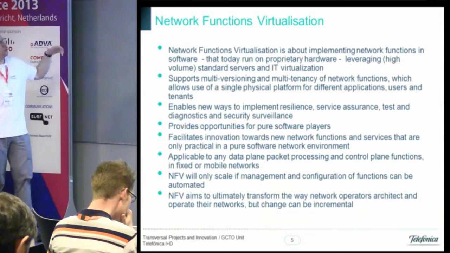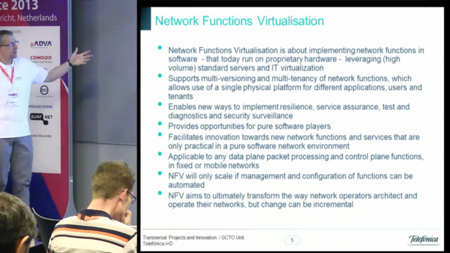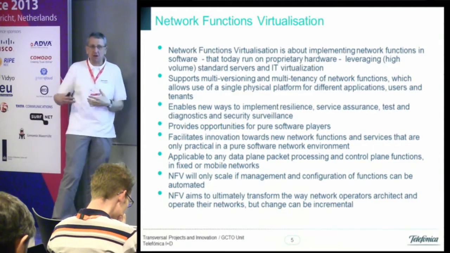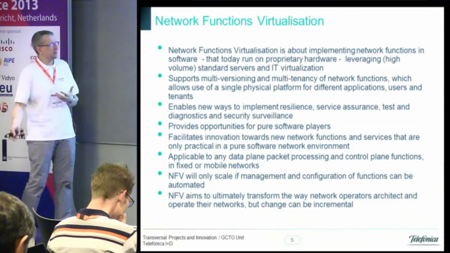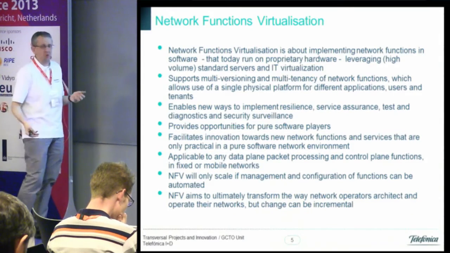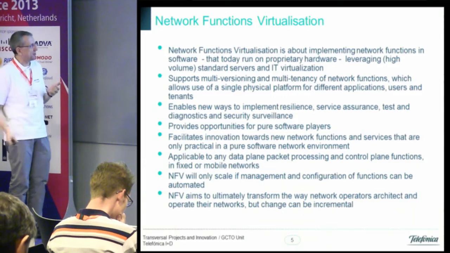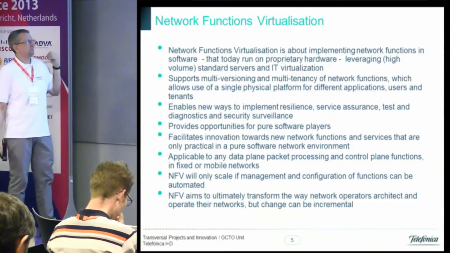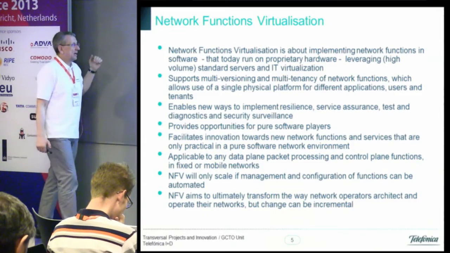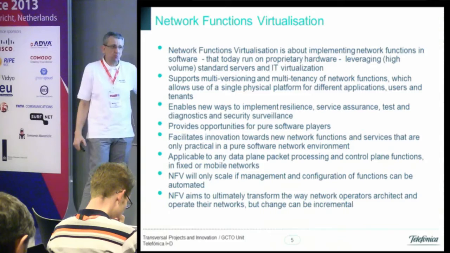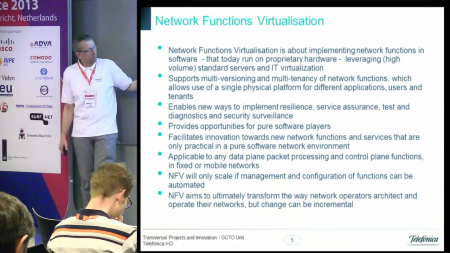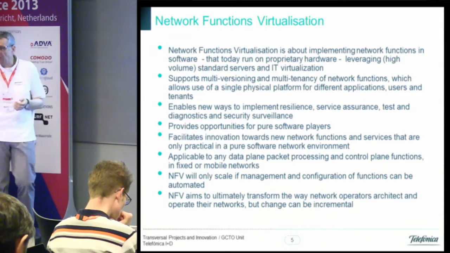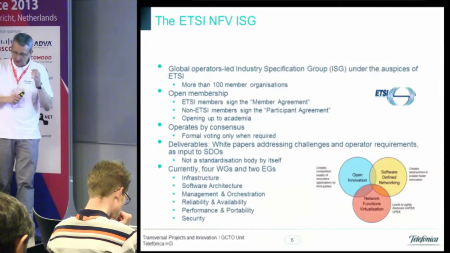So the idea is that you have multi-versioning, multi-tenancy, and new ways that we have to explore to implement properties like resilience and service assurance and the famous 5 or 6 or 7 nines. Open the market to other players and facilitate innovation. And with the idea, stated at the bottom, that we aim to make an ultimate transformation in the way in which network services are going to be provided in the future.